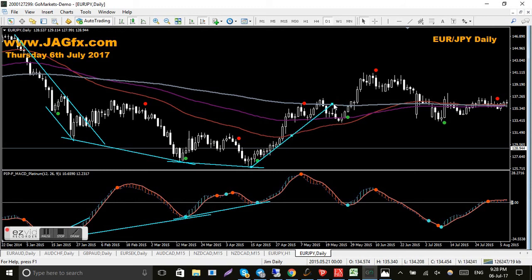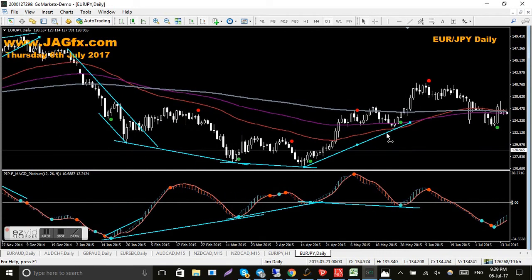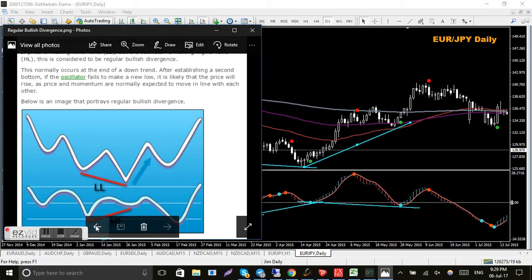From that low there to that low there, so we've got price going higher. Let's have a look at what we've got in the MACD. Price going lower, so there's divergence between price and MACD again. It happens everywhere.